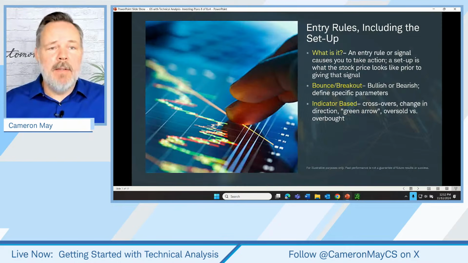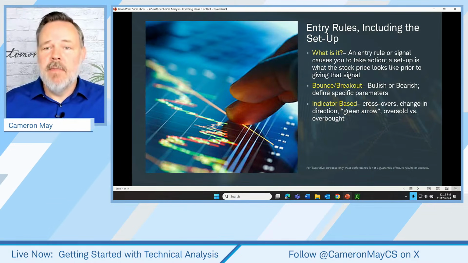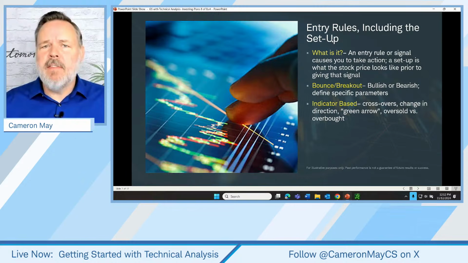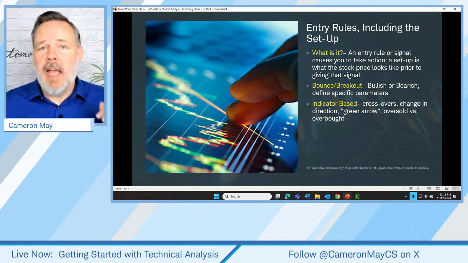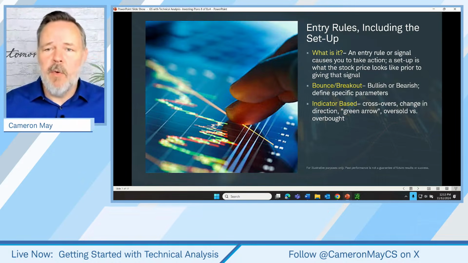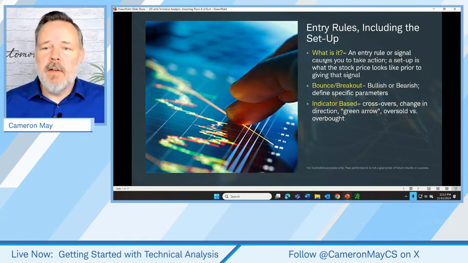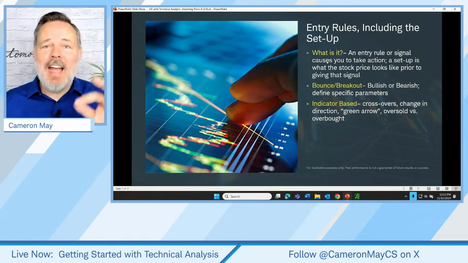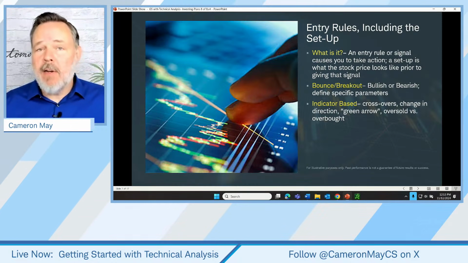Now, next element, the entry rules. And this includes something called the setup. The setup is the price behavior before the entry signal itself. So what is it? An entry rule or a signal causes the trader to take action. Today's the day to buy. A setup is what the stock price looks like prior to giving that signal.